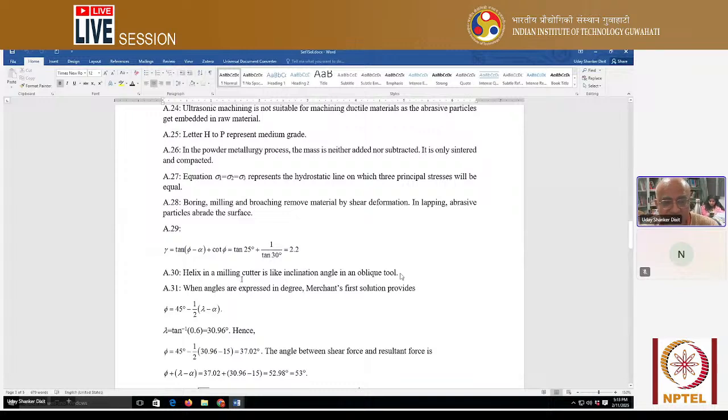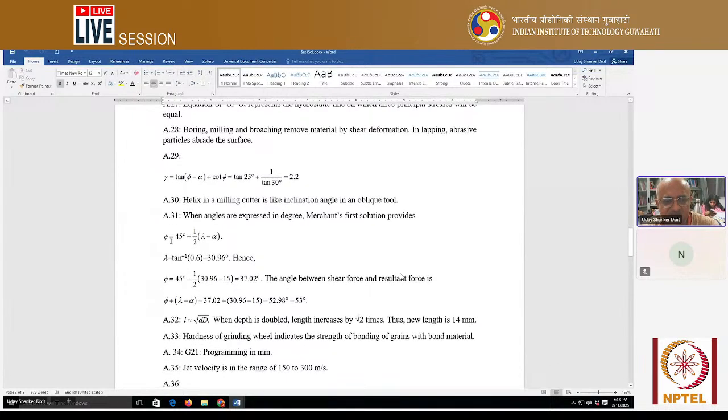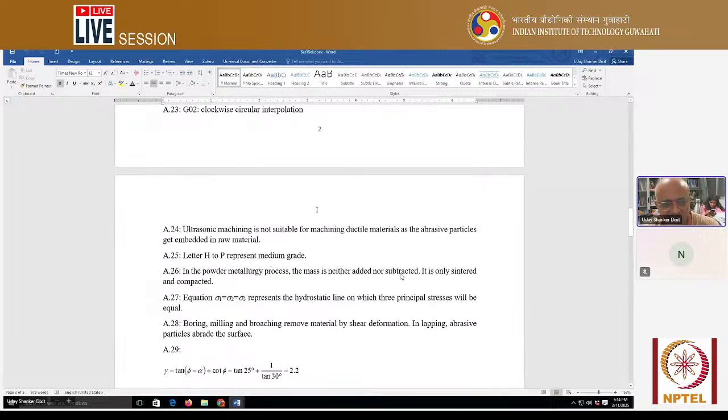And this is the relation between the shear angle and Merchant's first solution: phi is equal to 45 degrees minus half lambda minus alpha. This relation is also different in different types of systems, which I have already shown. So this is what.